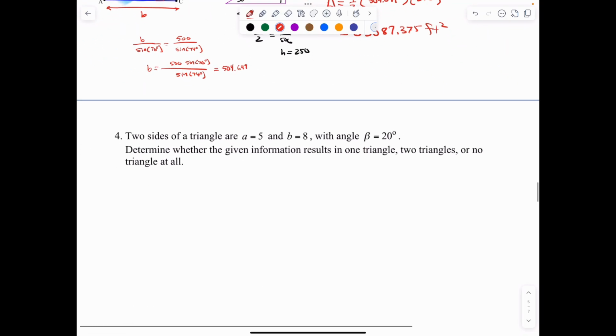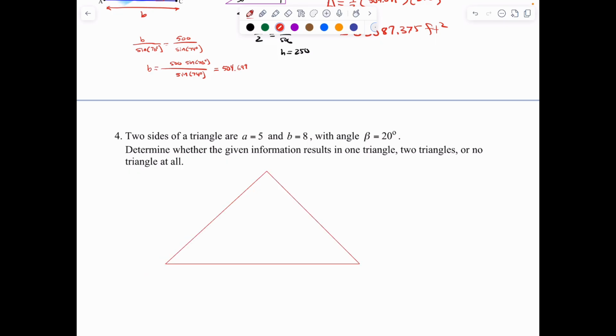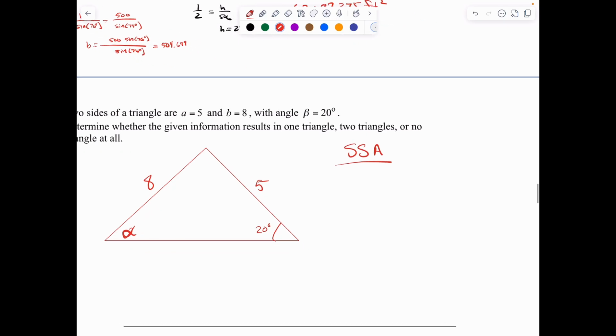Okay, so this next one, two sides of a triangle, a, b, and we're given beta. Beta is 20 degrees, a is 5, and then b is 8. So this question, does this result in 1, 2, or no triangles? So this is that dreaded side-side-angle case. And anytime I have a side-side-angle case, there are rules that I could go over, but the way that I usually figure this out is I just try it out and see what happens.